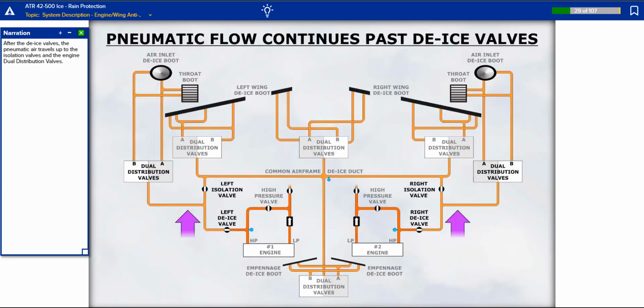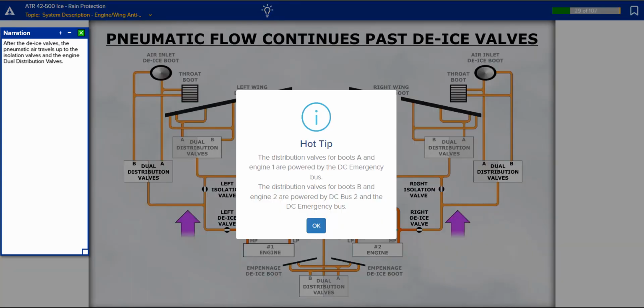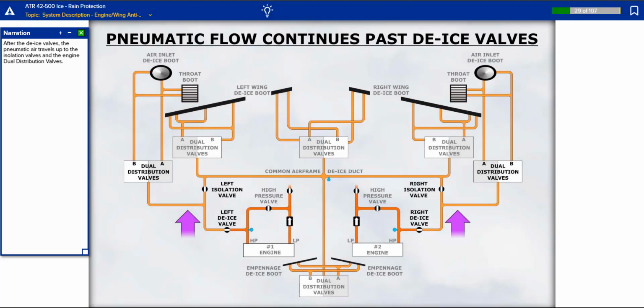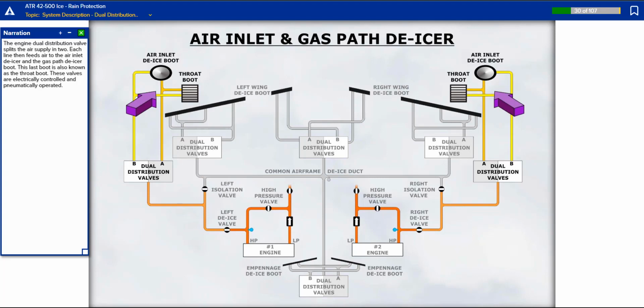After the de-ice valves, the pneumatic air travels up to the isolation valves and the engine dual distribution valves. The engine dual distribution valve splits the air supply in two. Each line then feeds air to the air inlet de-icer and the gas path de-icer boot. This last boot is also known as the throat boot. These valves are electrically controlled and pneumatically operated.